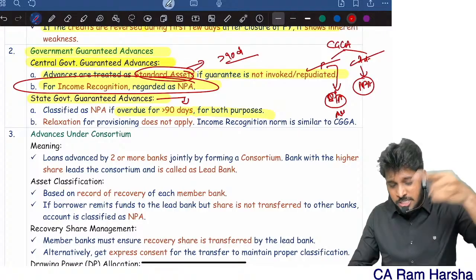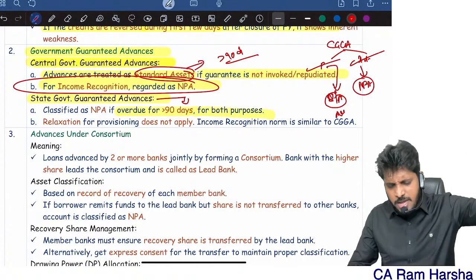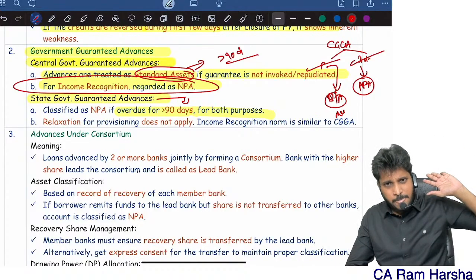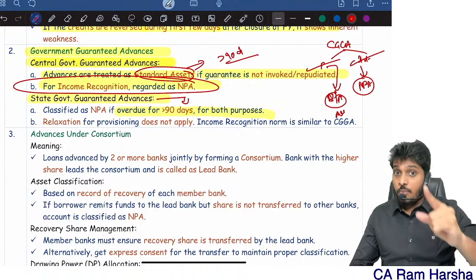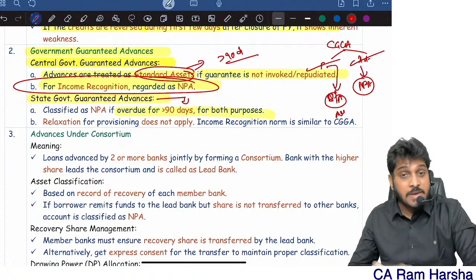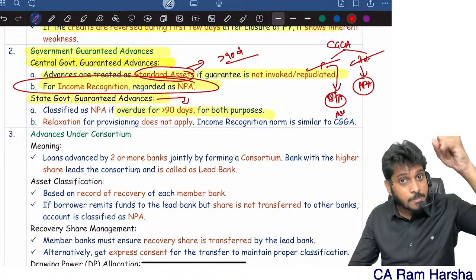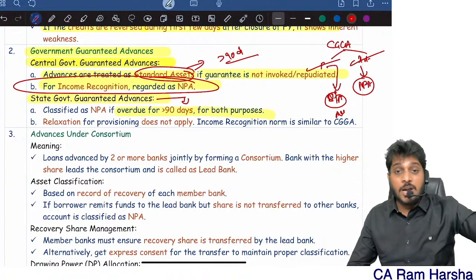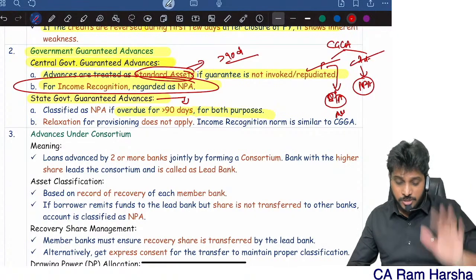So for the principal amount of a state government guaranteed advance, if it became NPA, provision has to be created at 15%, 25%, 40%, 100% as the case may be. Interest also we will not recognize. Whereas for central government guaranteed advance, we will not create a provision. Even though the loan became NPA, we will not create a provision because the central government guarantee is there. However, in both cases, interest will not be recognized on accrual basis. That's it.